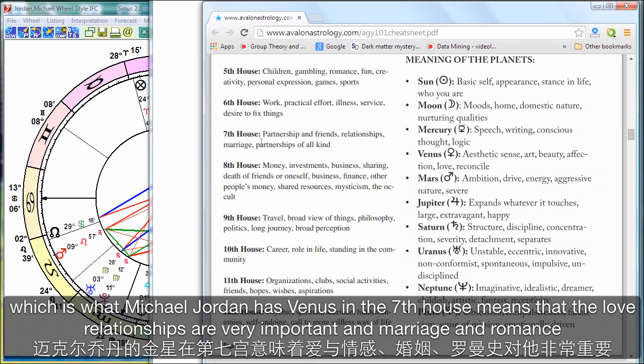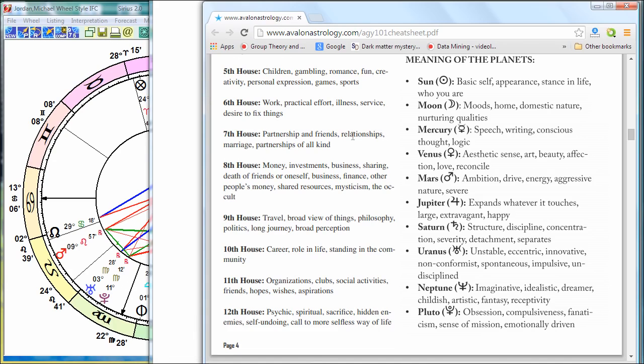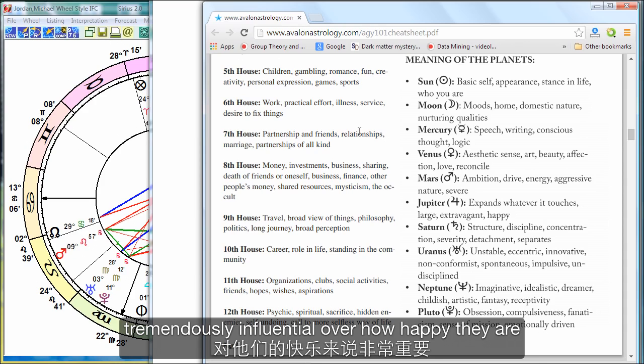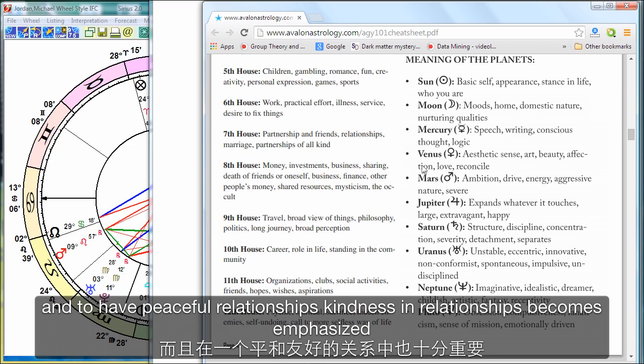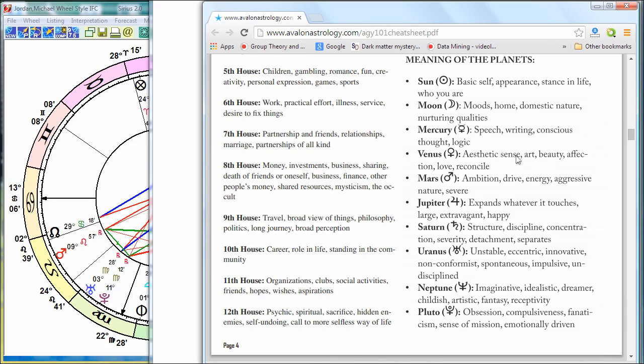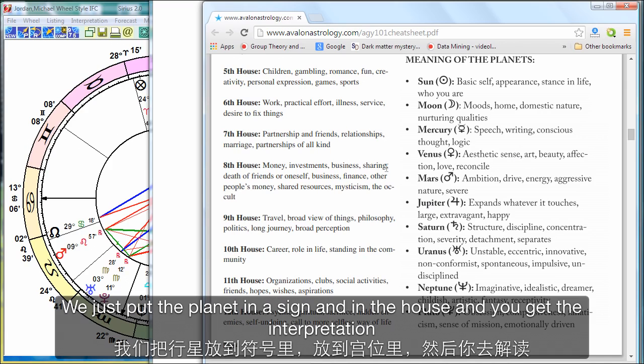The marriage and romance, I mean, they're important to everybody. With Venus in the 7th house, it's tremendously influential over how happy they are. The ability to have loving, romantic relationships especially is very, very important. And to have peaceful relationships, kindness in relationships becomes emphasized. Okay, so you get the idea. You just put the planet in a sign and in a house and you get the interpretation.